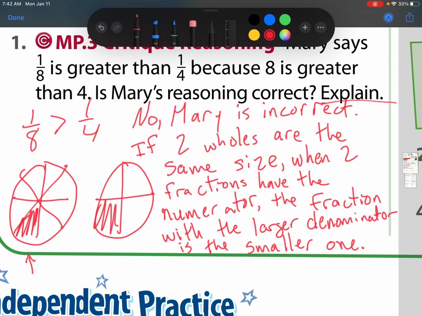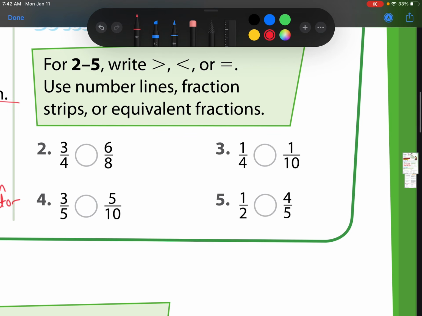So now let's head on to number 2. It says write greater than, less than, or equal to. Well, here we need our equivalent fractions, so they need to have that same bottom number. So I'm going to make my list of 4, so that's 4, 8. Ooh, that was quick and easy. So this is times 2, times 2. So this is going to be 6/8, and 6/8 is equivalent to 6/8.